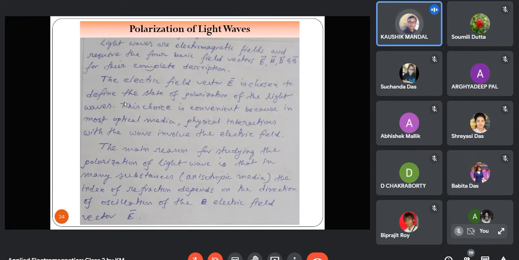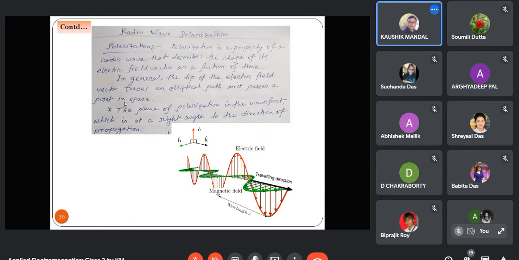Now, with this basic idea, as I have already mentioned, polarization describes the shape of the electric field vector as a function of time. That is, you have to identify the movement of the electric field vector. Now, you can't consider the entire electric field vector. Rather, you can only consider the tip of the electric field vector. Instead of considering the entire electric field vector, you have to plot the movement of the tip of the electric field vector as a function of time.